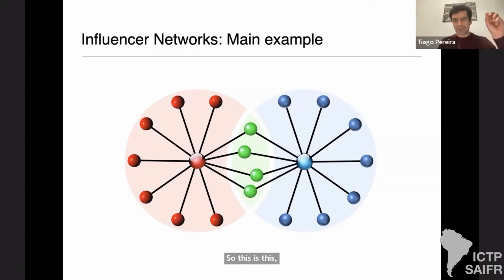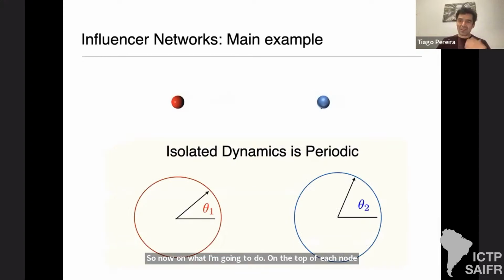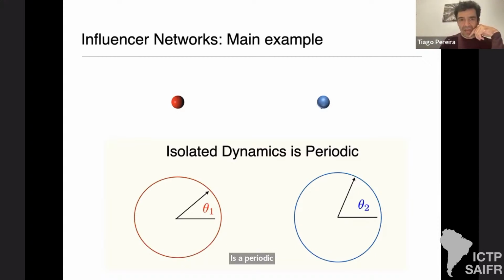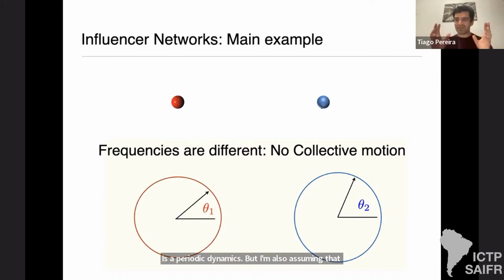Now, on top of each node, I will have a dynamical system. I'm assuming that the dynamics on top of each node, if I were to isolate it from the network, is a periodic dynamics. But I'm also assuming that the frequencies are different. So each node has its own frequency, and I'll set up parameters in such a way that if I take this model, couple it through this network, this model does not synchronize. This is possible to do, so the deterministic system does not synchronize.